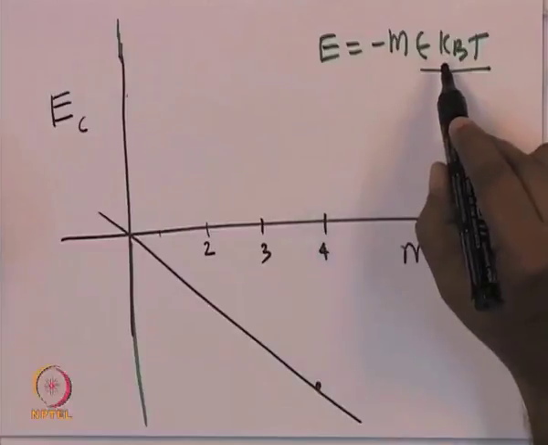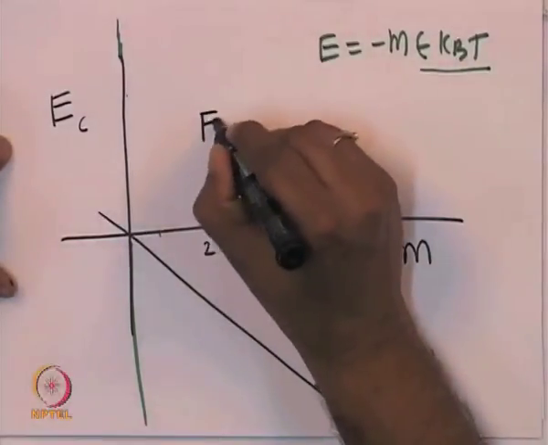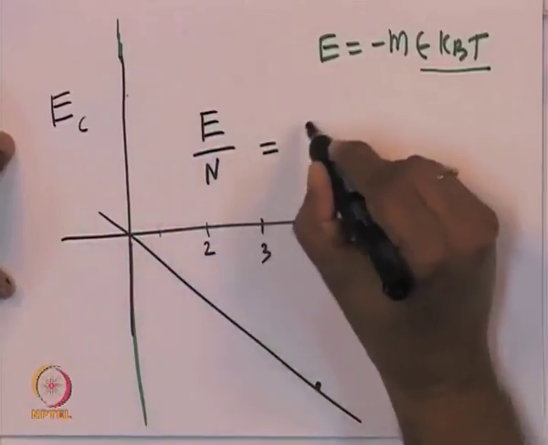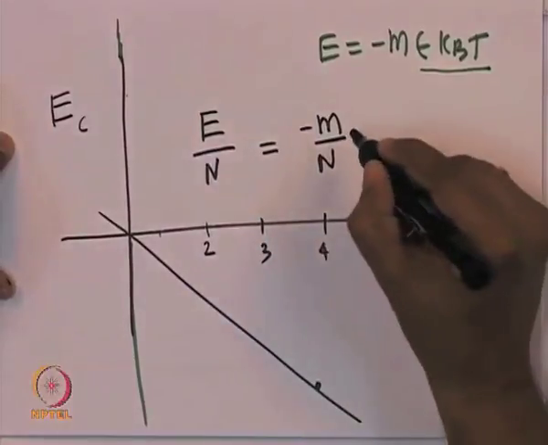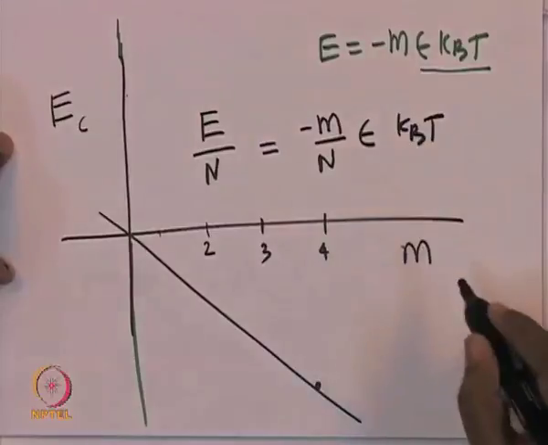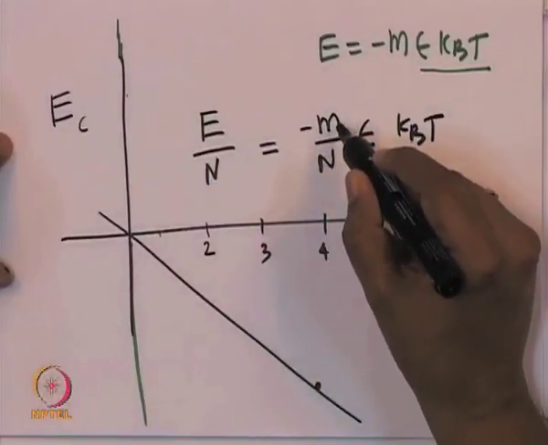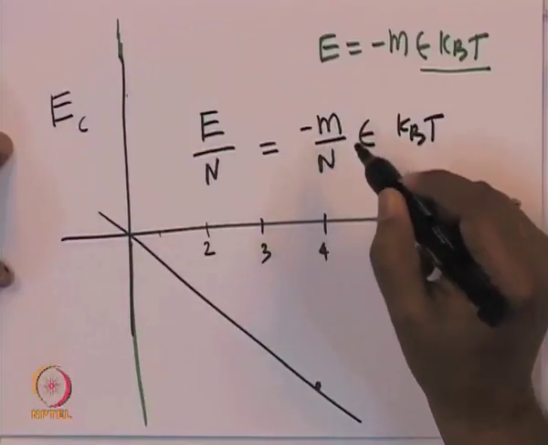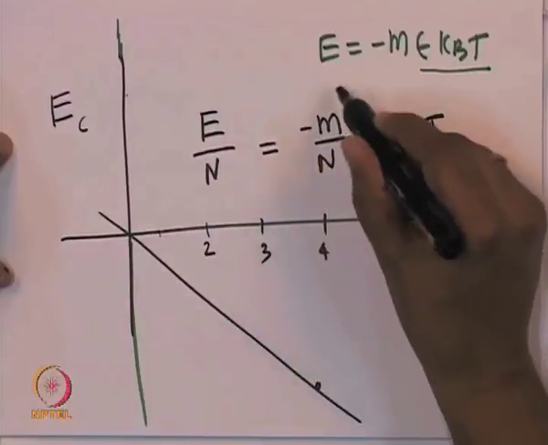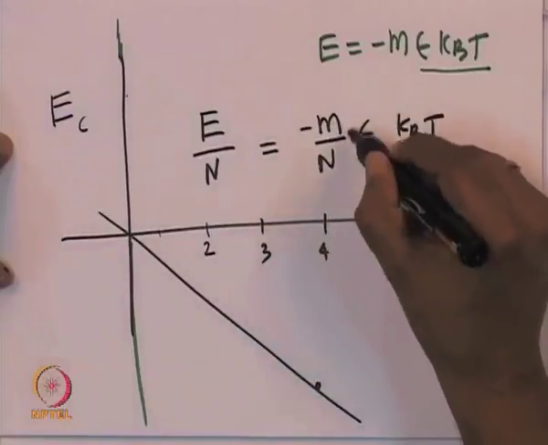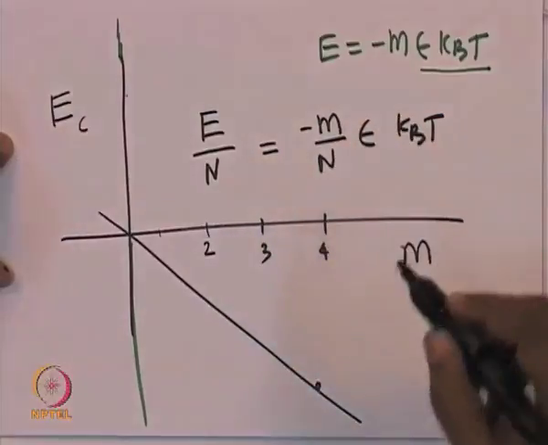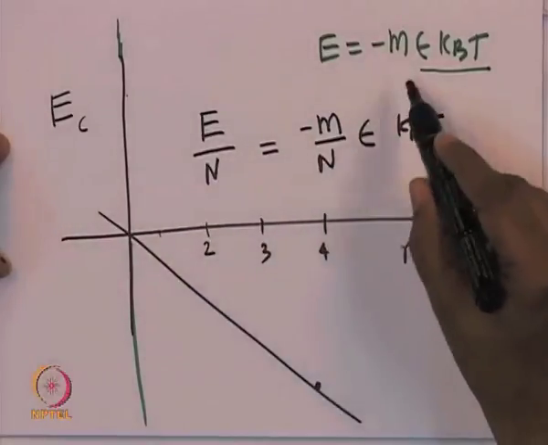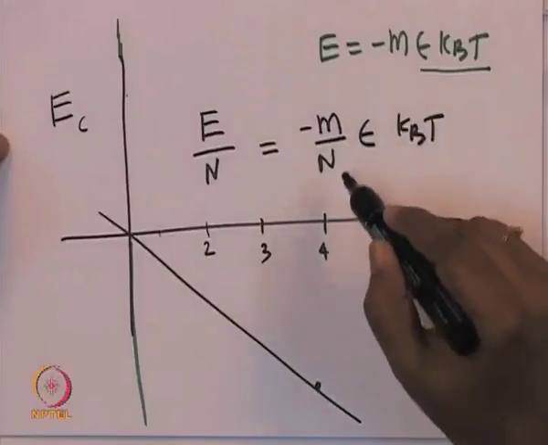Here the energy is minus m epsilon kBT. Let me divide this by n: there are n binding sites, so the energy per protein is minus m by n epsilon kBT. Out of the n binding sites, m are occupied. So what does m by n mean? This is basically the fraction of sites that are bound. Here m means the number of sites occupied, the number of proteins bound.